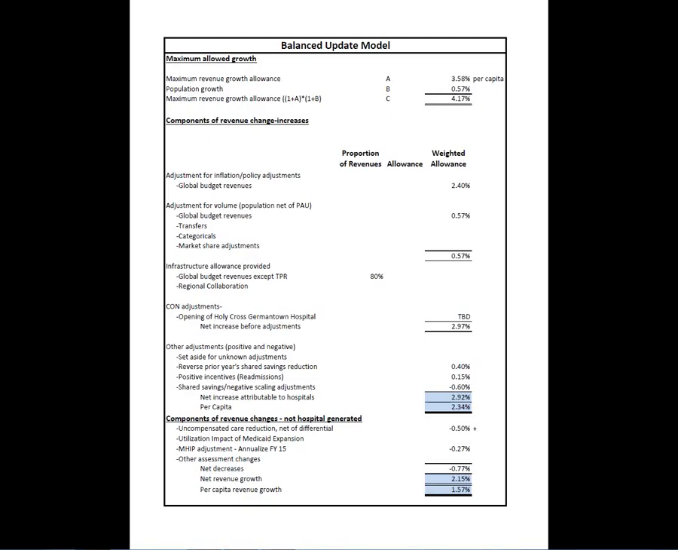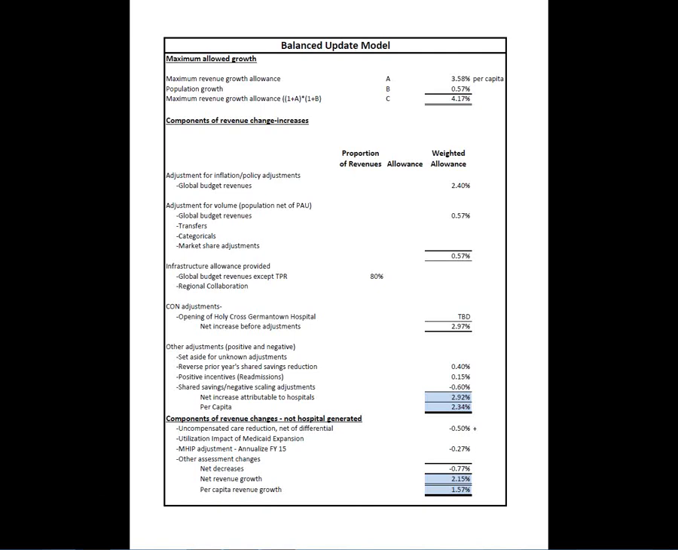Thanks, Donna. The first topic is just an update on the balanced update model. I think copies are provided to the panelists here. It's a little hard to read on the screen. It's essentially exactly the same sheet that you saw at last month's meeting. The only item that's changed is about maybe a quarter of the way down the page, the inflation factor. And we got updated information from Global Insights, and the inflation factor went down to 2.4% for the coming year.